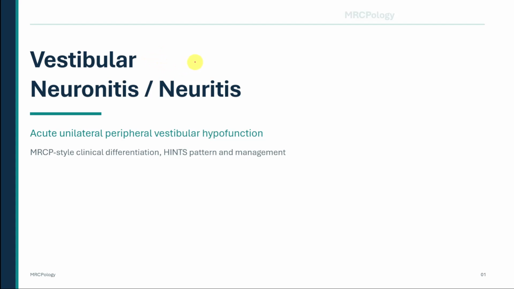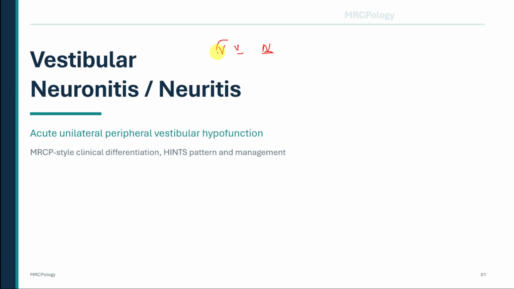Imagine a patient comes to the acute medical unit with sudden severe vertigo, vomiting, and inability to tolerate head movement. They have spontaneous nystagmus, but no hearing loss and no tinnitus. The key question for MRCP is this: is this a benign peripheral vestibular problem, or is this a posterior circulation stroke pretending to be vertigo?